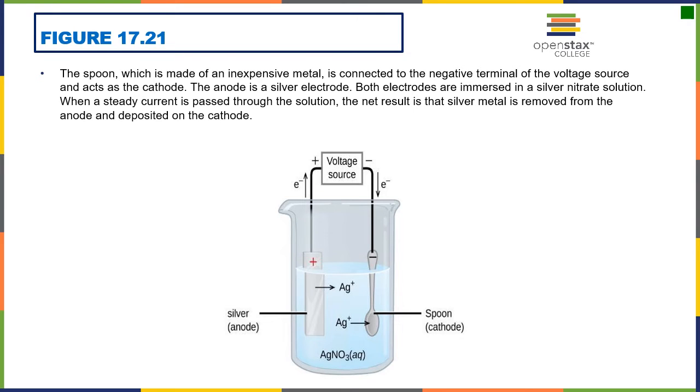Well, if you wanted to put a layer of silver onto a spoon that is not made of silver, if we put electrons in, we can force the electrons to build up on the outside of this spoon. And when that happens, the silver that is sitting here in the solution as a charged metal will stick to the electrons, and you will get a layer of silver on the outside. This is electroplating.